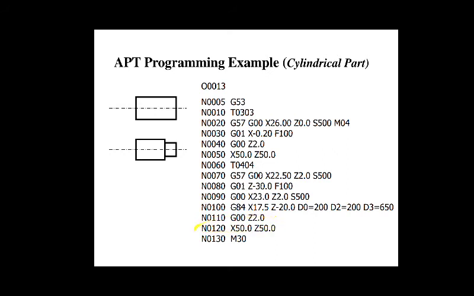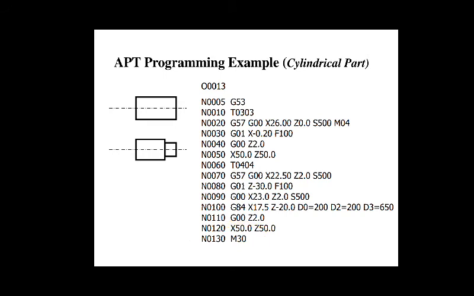And last, N0120 X50 and Z50. That means the tool should move to the tool changing location. And the last one is N0130 M30. M30 is for program end.